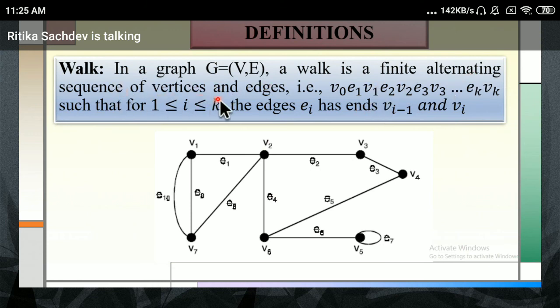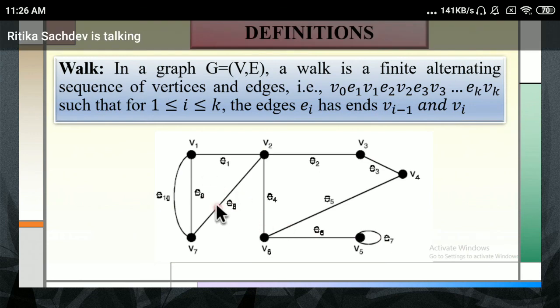Finite alternating sequences of vertices and edges, that is V0, E1, V1, E2, V2, E3, V3, and so on, EK, VK, where i is between 1 to K and the edge is Ei. Ei connects Vi minus 1 to Vi. That means E1 is connecting V0 to V1, E2 is connecting V1 to V2, as per the definition. In this particular graph, I have so many walks.